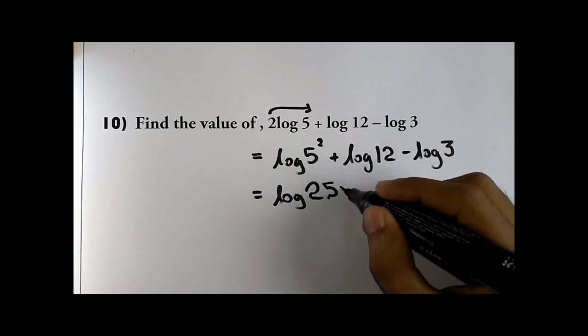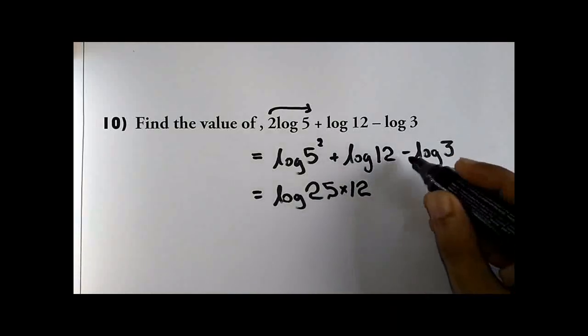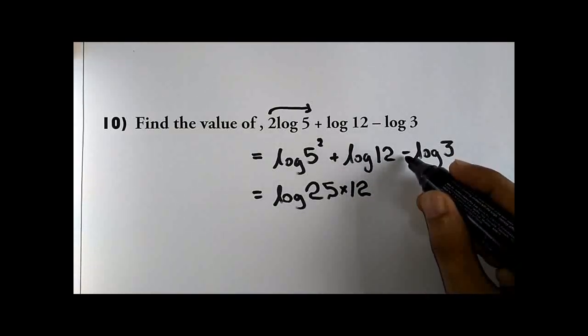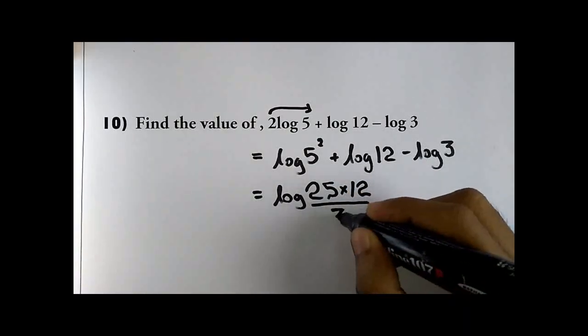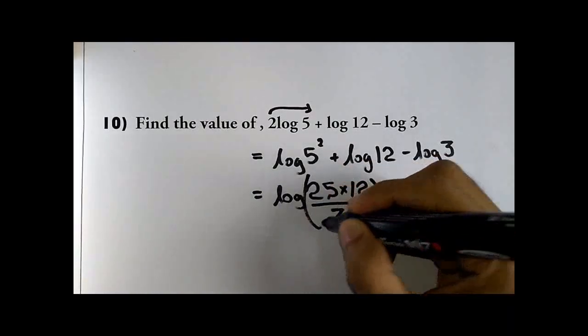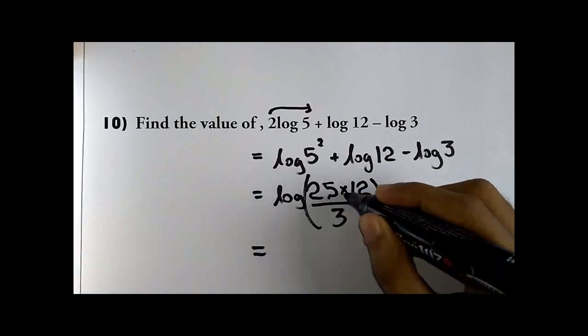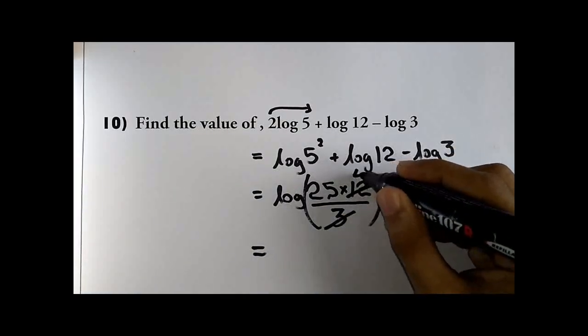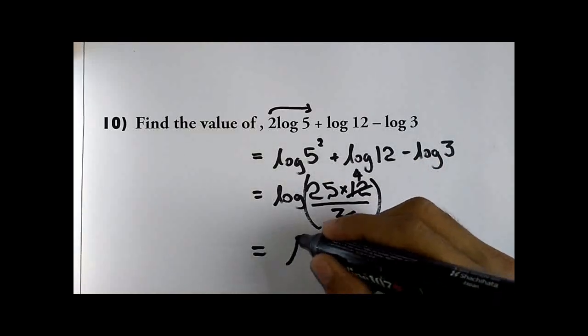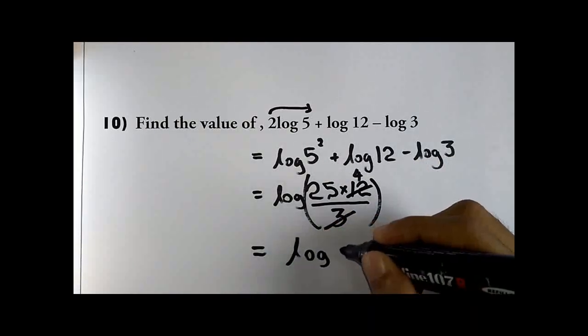Just we have to multiply the terms. And now here there is a minus sign, so what we have to do? Yes, when it comes to logarithm, we just have to divide by 3. Now we can solve them. Plus there will be multiplication, as well as minus there will be division. So 3 to 12 we can cancel that easily, 4. So 25 into 4 log 100.